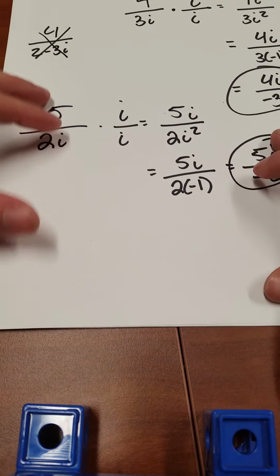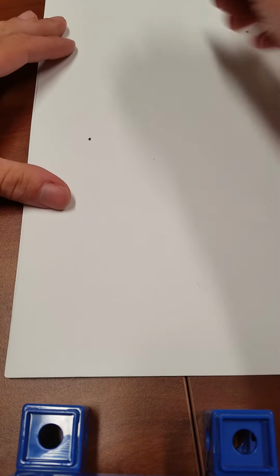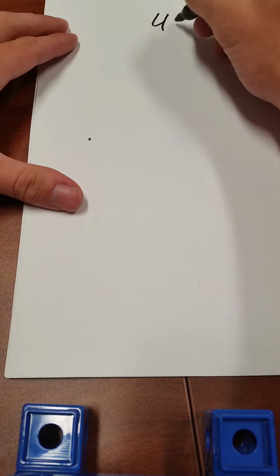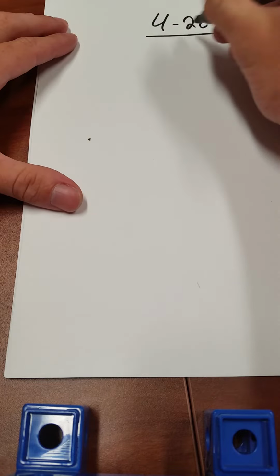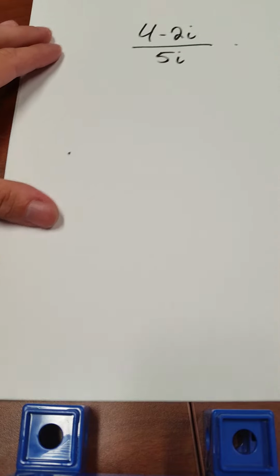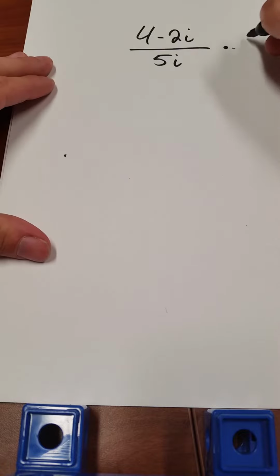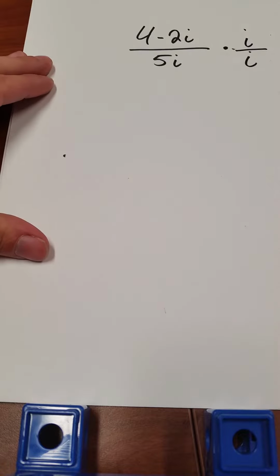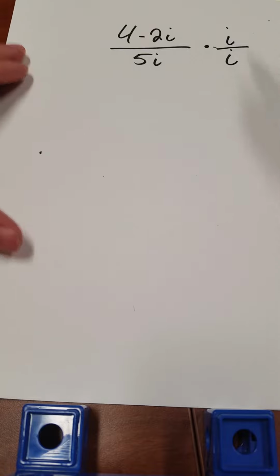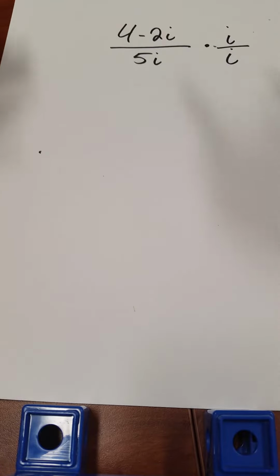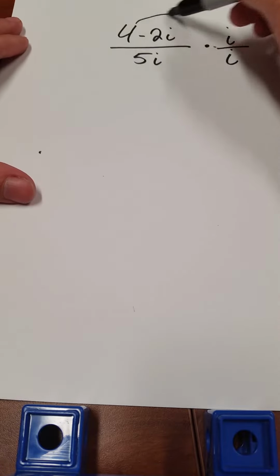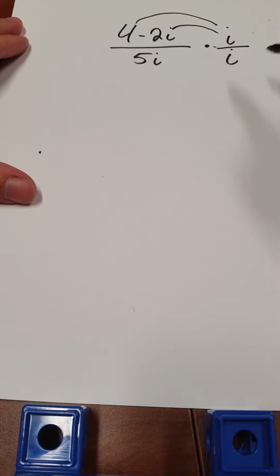A little bit more complex of an answer now. If we're working through a problem that has 4 minus 2i over 5i. So the bottom hasn't changed. There's still just an i in the bottom. So that means our process hasn't changed at all. So that means we need to multiply top and bottom by i over i. Well, now the top has changed, but that doesn't affect this. But I still have to multiply that out.